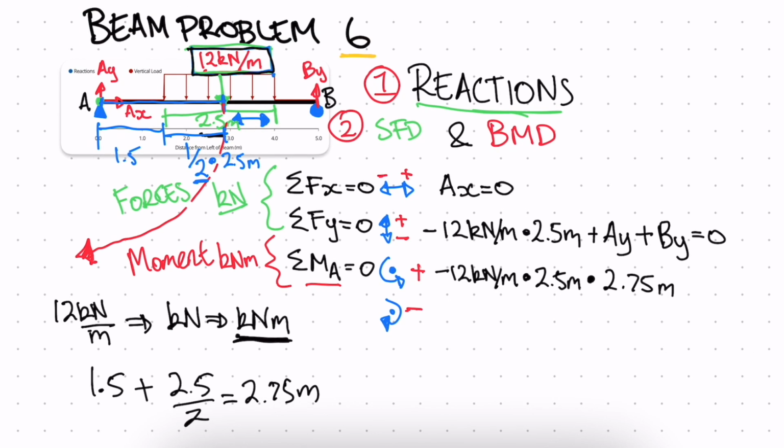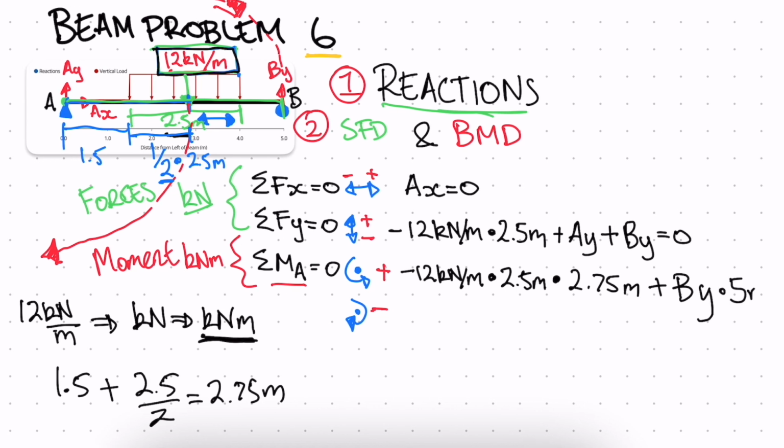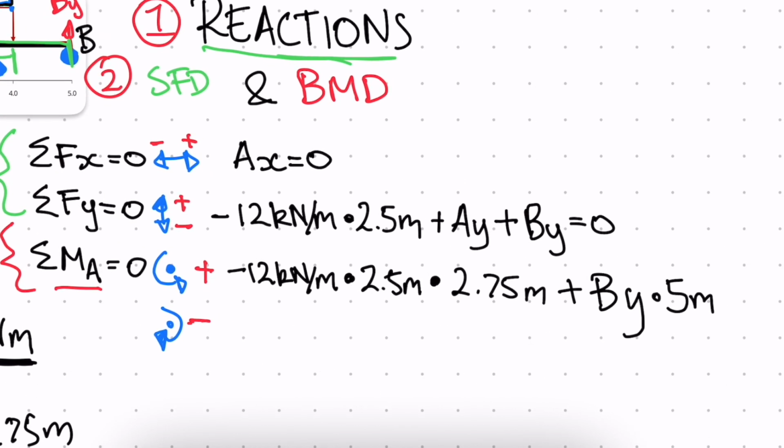And then we have our positive BY acting in this direction. Positive BY will be acting in the anti-clockwise direction, so we write positive BY. The total length of our beam is 5 meters, so multiplied by 5 meters, and this will be equal to 0.